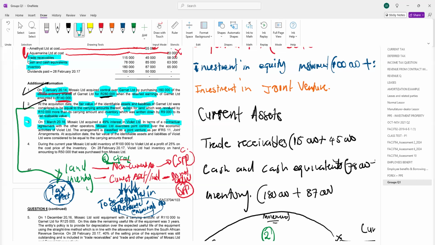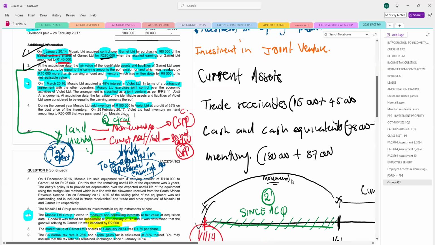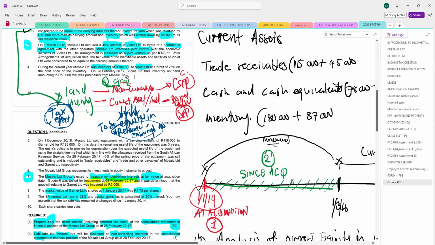4 says, during the current year, Mosaic Limited sold inventory of 100,000 to Violet. This is Violet. Violet is still the joint venture. I'm going to skip this. I only want transactions between parent and subsidiary because I'm doing the analysis of the subsidiary only. So that's the only thing I need right now. Okay, so I'm skipping 4 because 3 and 4 is for Violet.